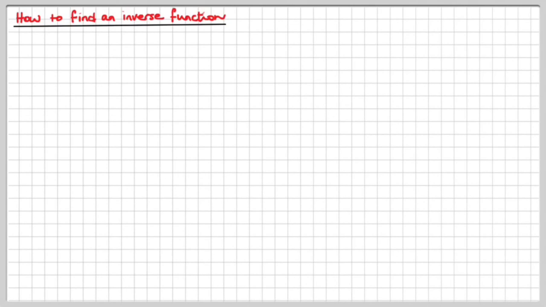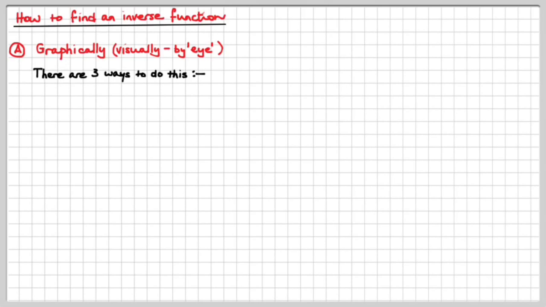Okay, how do we find an inverse function? First, ladies and gentlemen, I'll show you the visual way of pictorially doing it, and then I'll show you the algebraic way of systematically finding the equation. Alright? So, first of all, graphically, that's visually by eye.